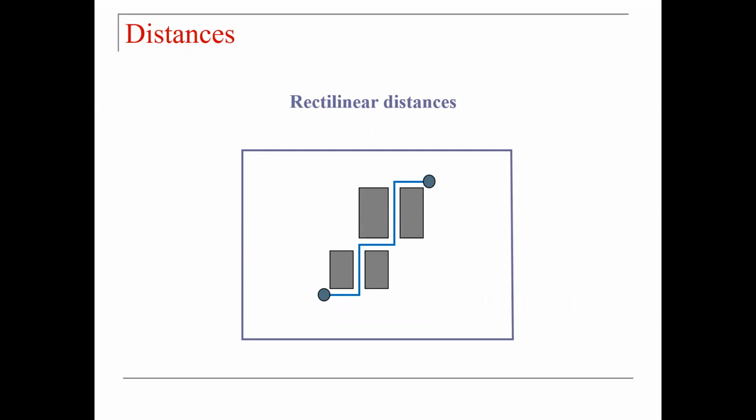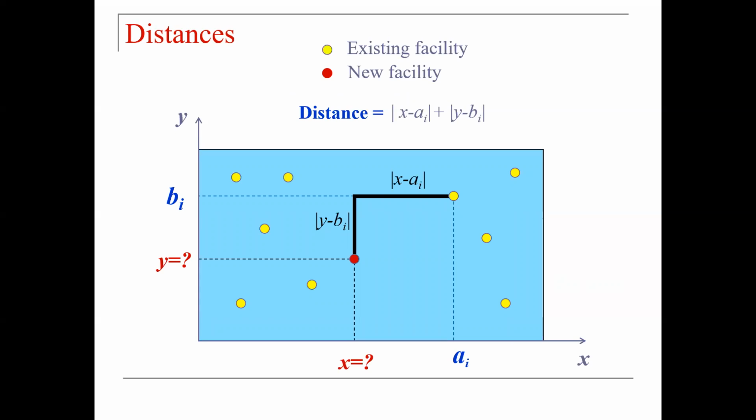When we talk about distances, most of the time we are referring to rectilinear distances, which are represented in this figure. We take into account the x-axis and y-axis in estimating these distances. The points that are yellow represent existing facilities, and those that are red represent the new facility. We want to estimate the distance between this new facility and the existing facilities, and we do that by using rectilinear distances.